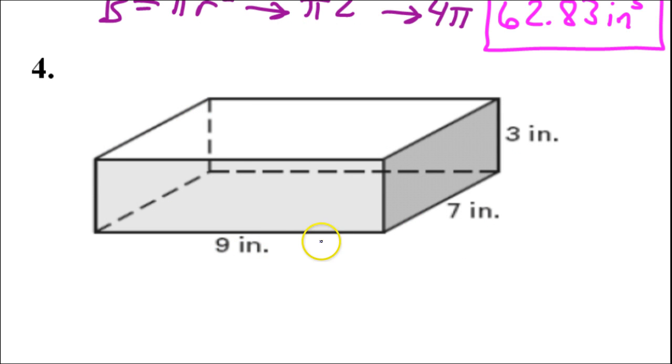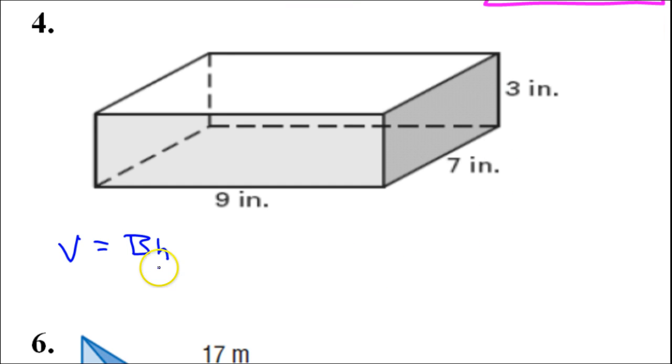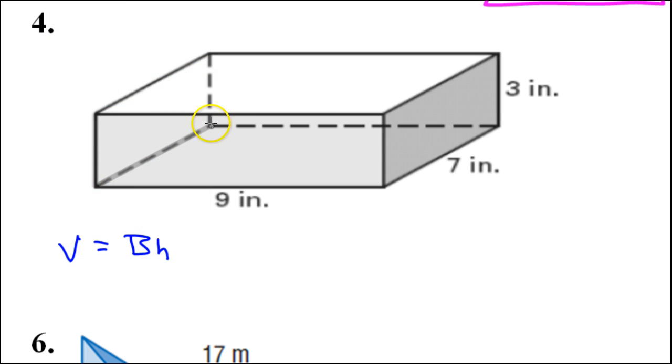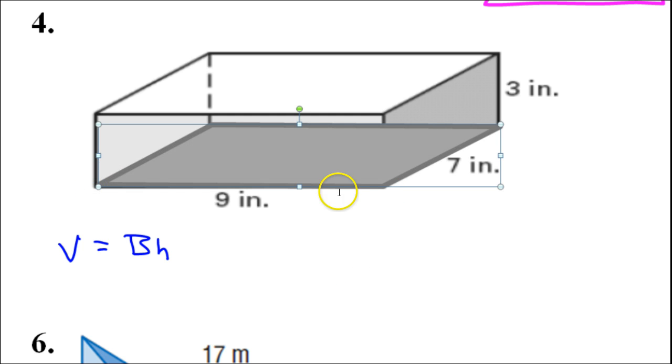Alright, for number 4 we have ourselves a prism. The formula for the volume of a prism is the area of the base times the height. Of course, you could just think of it as length times width times height, and that's fine also, but notice it also works to think of it as the area of the base, and because the base is this rectangle right here. Yeah, so the base is that rectangle right there. So that's your 9 times 7.